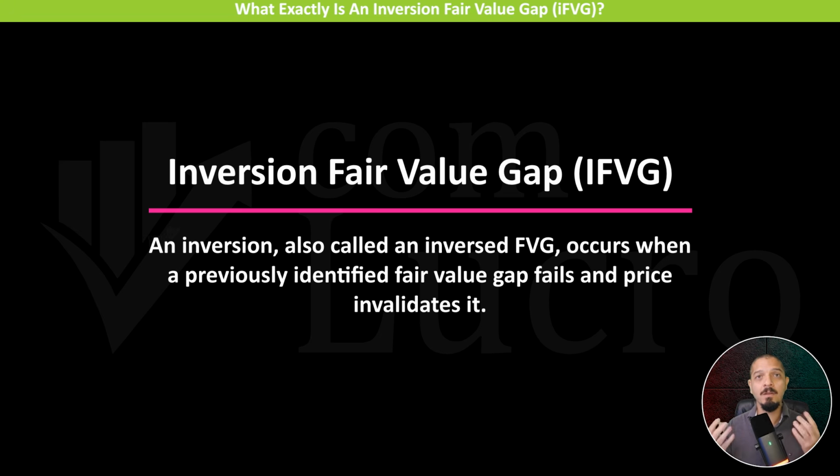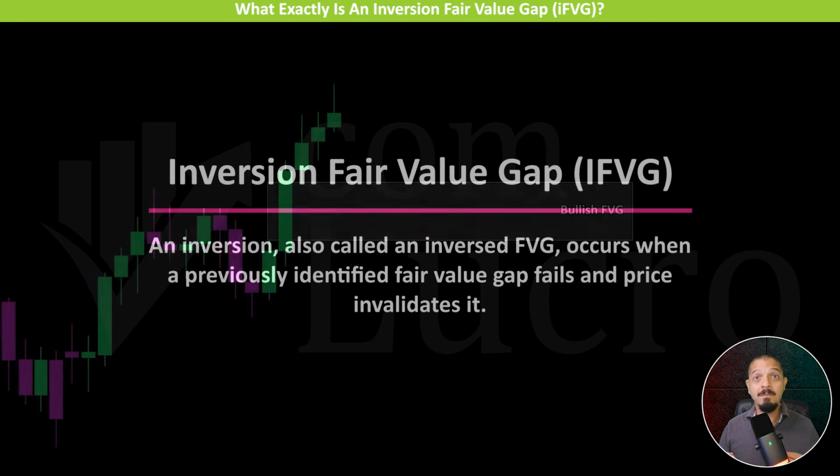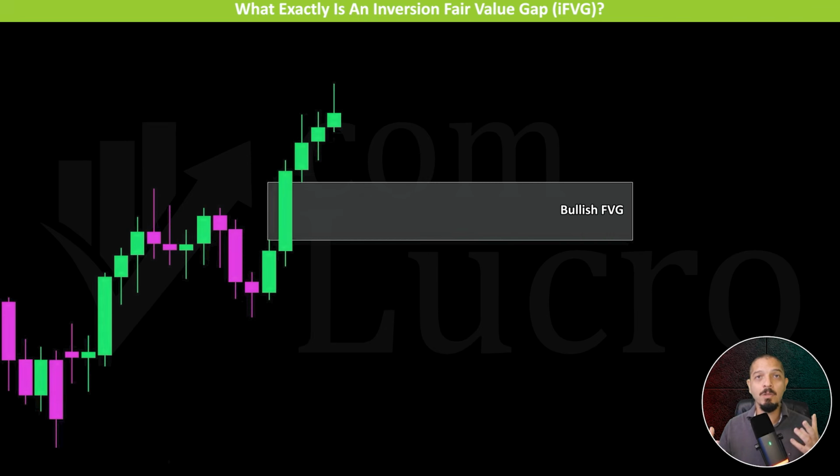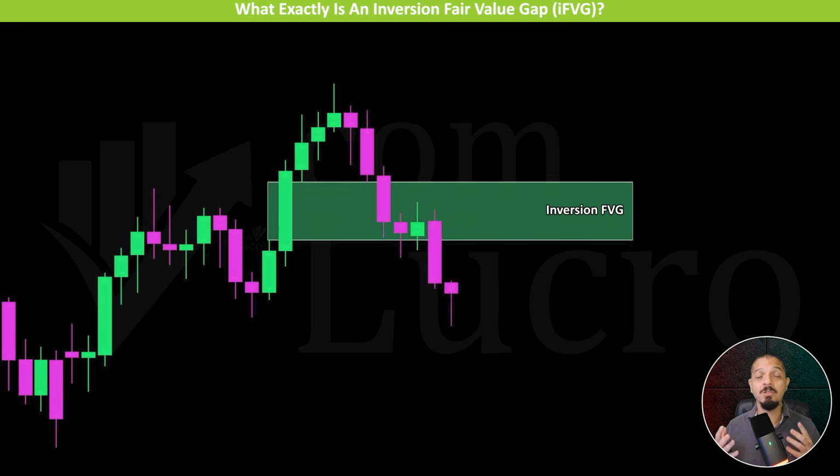An inversion, also called an inverse FVG, occurs when a previously identified fair value gap fails and price invalidates it. For instance, imagine a bullish imbalance that creates a clear gap on your chart. As price retraces back into that area, the expectation is a continuation to the upside. However, if the following candles close decisively below the gap, fully violating it, the market has disrespected that level, and this failure forms the inversion.